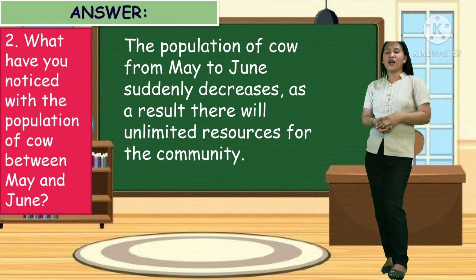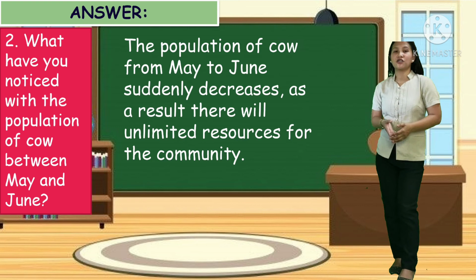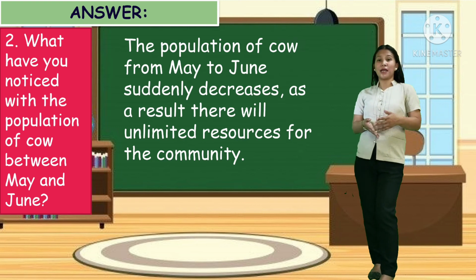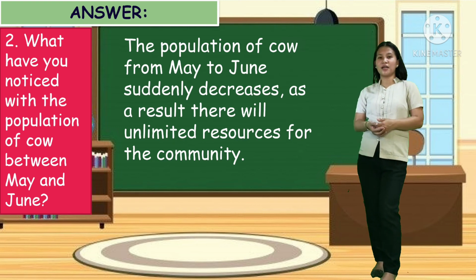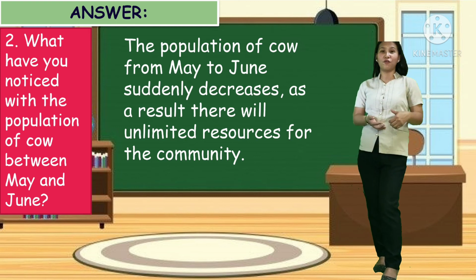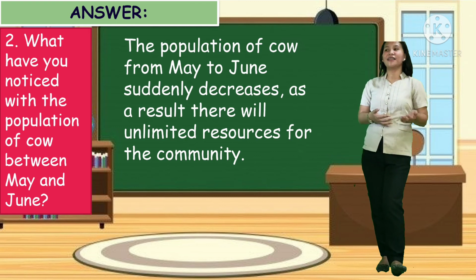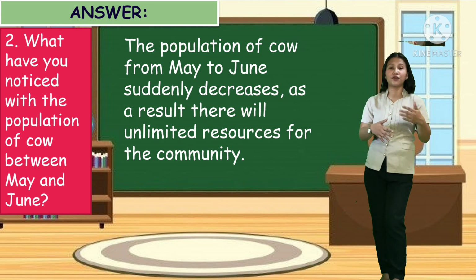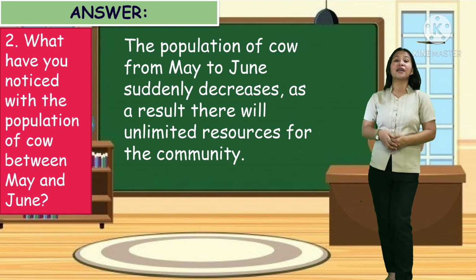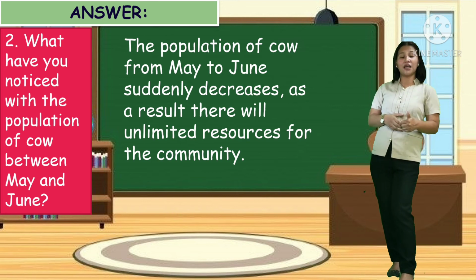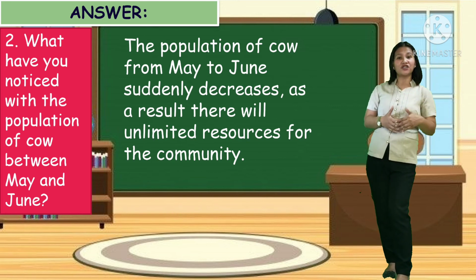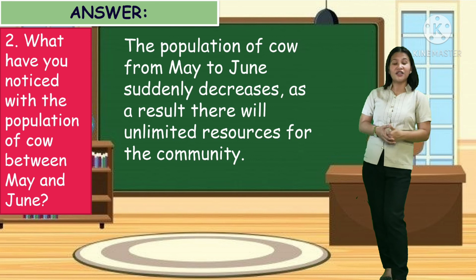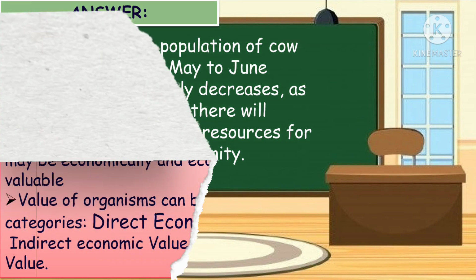Number 2 question, what have you noticed with the population of cow between May and June? So if your answer is the population of cow from May to June suddenly decreases, as a result, there will be unlimited resources for the community as carrying capacity is positive. So if you got the 2 questions correct, congratulations, you have 10 points.